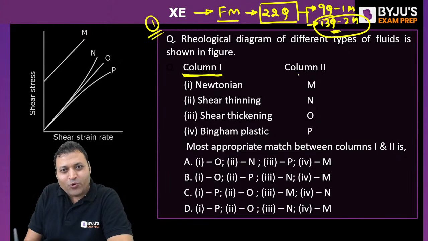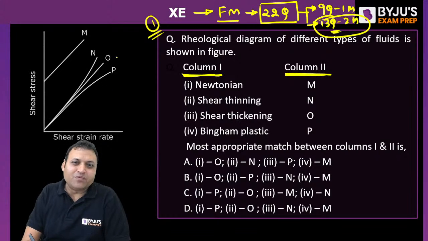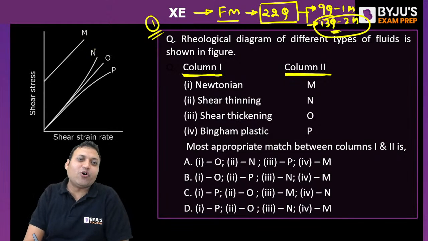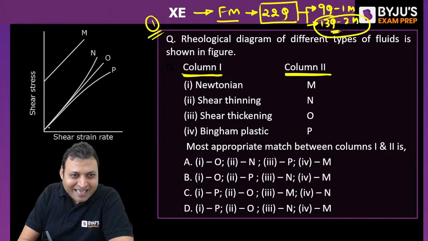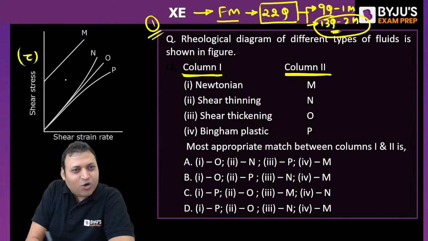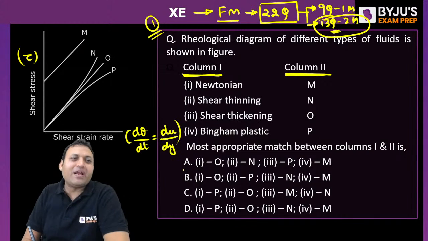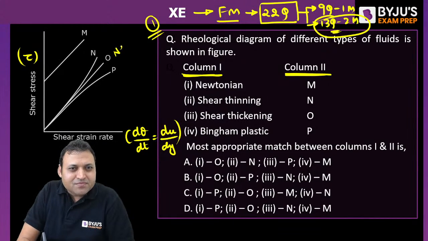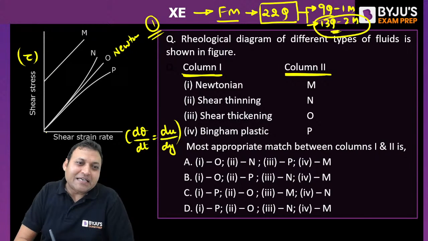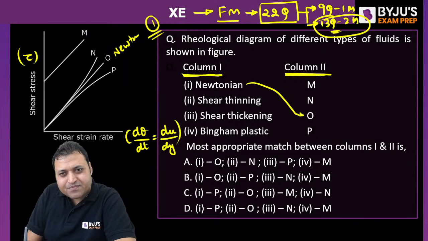Column 1 represents the fluid and column 2 represents the curve. Which curve represents which rheological behavior, which type of fluid? So the straight line, it is the curve between shear stress and the shear strain rate, that is dθ by dt or du by dy. Flow rate and shear stress. So you must be knowing O represents the Newtonian fluid, when the curve is a straight line passing through the origin. So Newtonian fluid is O, right?